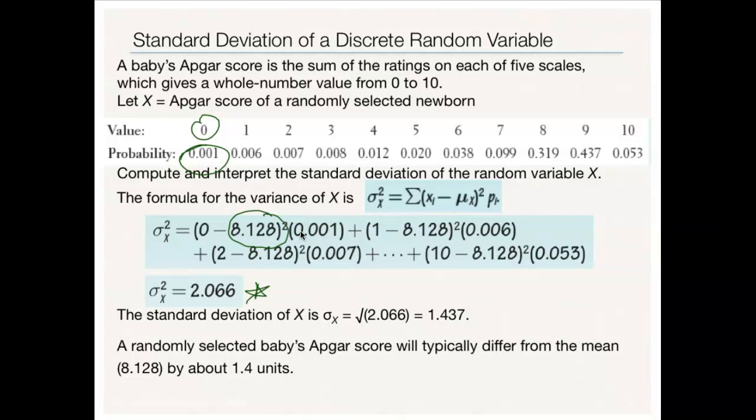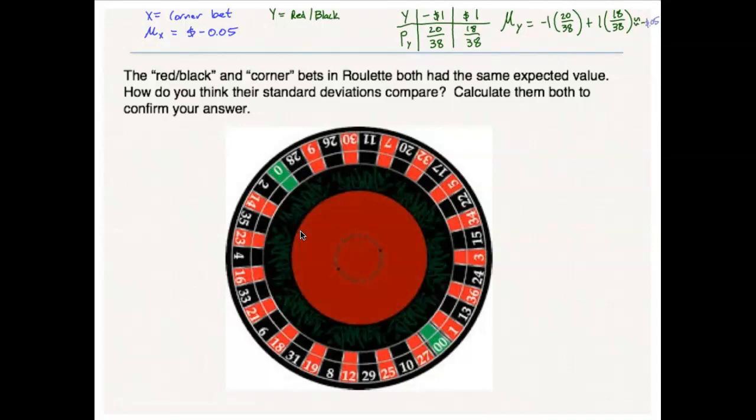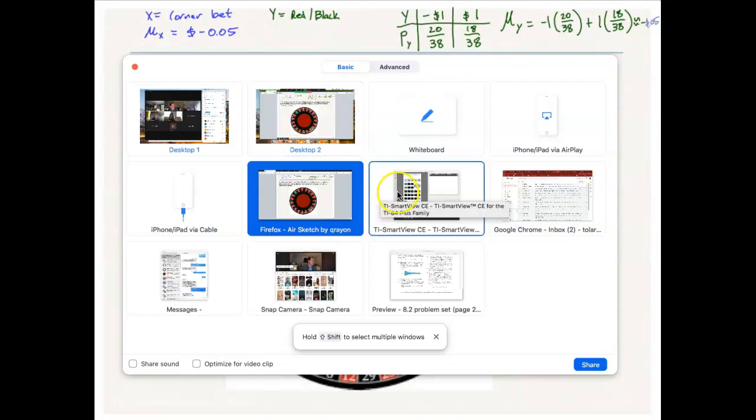And so this probability model is baby Apgar scores, which is some sort of a test they give babies. And the way you interpret it is a randomly selected baby's Apgar score will typically differ from the mean by about whatever the standard deviation is, in this case 1.4 units. But remember, that's how we always interpreted standard deviation. It's the typical deviation from the mean. But again, you don't need to do that by hand. We can do it in our calculator. So let me show you how you're going to use your calculator to do that.